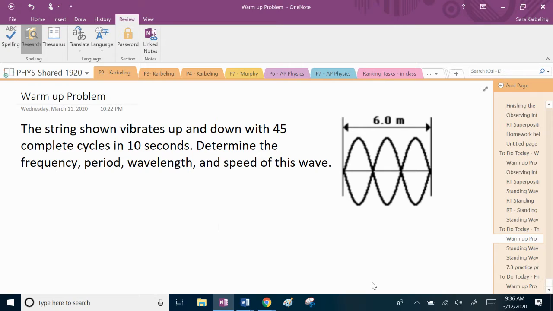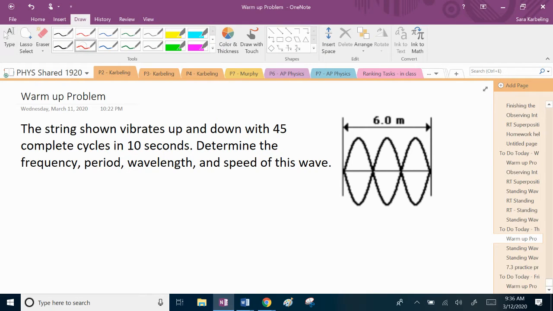This is like what you saw out in the hall yesterday. We were shaking that string, or that slinky. Who was doing that? Was that you? Yeah. And we saw these things here. Should we label them real quick? Go ahead and write this down again in your notes or in your warm-up problem, wherever that is. Let's write down what we know.